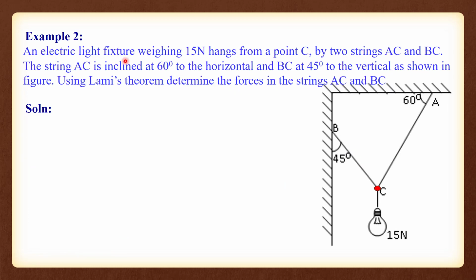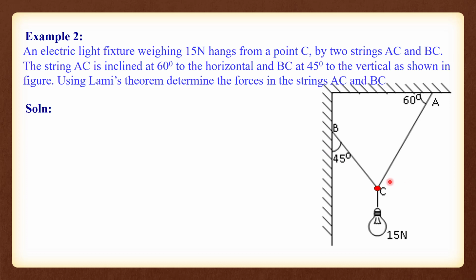An electric light fixture weighing 15 Newton hangs from a point C by two strings AC and BC. The string AC is inclined at 60 degrees to the horizontal and string BC at 45 degrees to the vertical as shown in the figure. Now using Lami's theorem, determine the forces developed in the strings AC and BC.